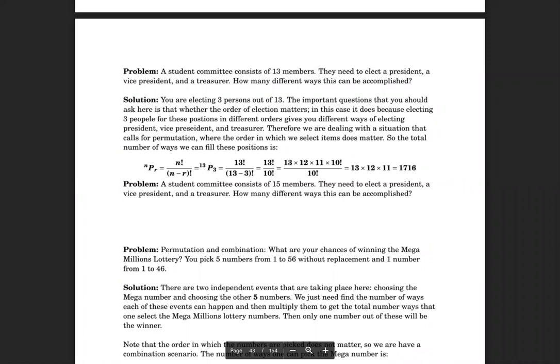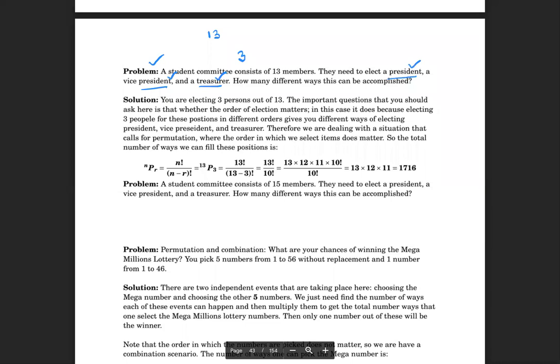Okay, so here is a problem maybe we could work on. A student committee consists of 13 members. They need to elect a president, a vice president, and a treasurer. How many different ways can this be accomplished? Now, you have 13 people, and you have to pick 3 people. Out of those 13 people, one is going to be a president, another a vice president, another a treasurer. The question is, how many different ways can this be accomplished?